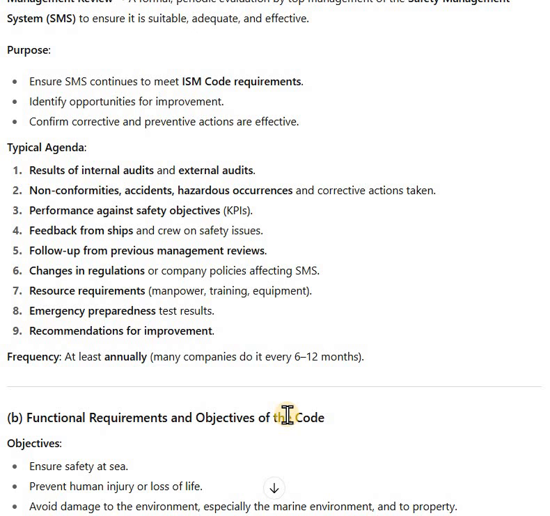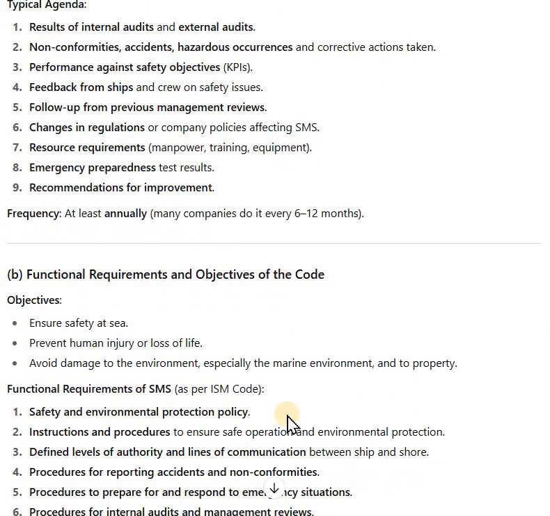KPIs, feedback from the ship, follow-up from the previous management review, changes in regulations or company policies affecting the SMS, resource requirements, emergency preparedness test results, recommendations for improvement. Frequency: at least annually. Many companies do it every 6 to 12 months.